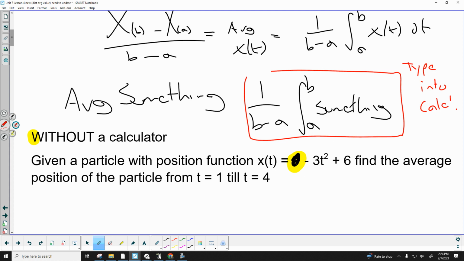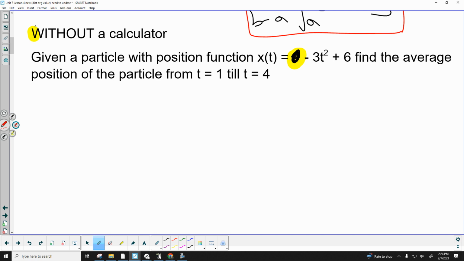So for example, let's pretend we have a calculator. I give you a position function, and I ask you to find the average position. Okay? Get the answer with your calculator quickly. I think it's negative 15. Or negative, I don't know. If somebody thinks they have it, I think it's negative 14 or 7 or 15 or something like that. But let's see if you can do it.